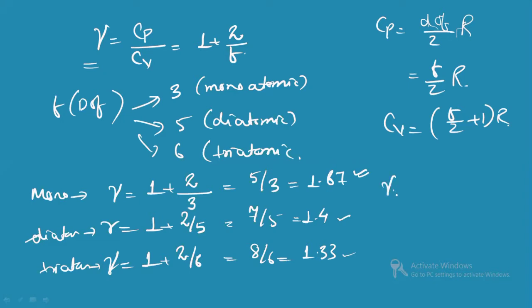So you can write gamma for monoatomic is greater than gamma for diatomic. And the value of gamma for diatomic is greater than that of triatomic. Okay. So you will get questions related to this. Also, you can say that gamma is proportional to 1 by F. It means when the degree of freedom increases, the value of gamma decreases.